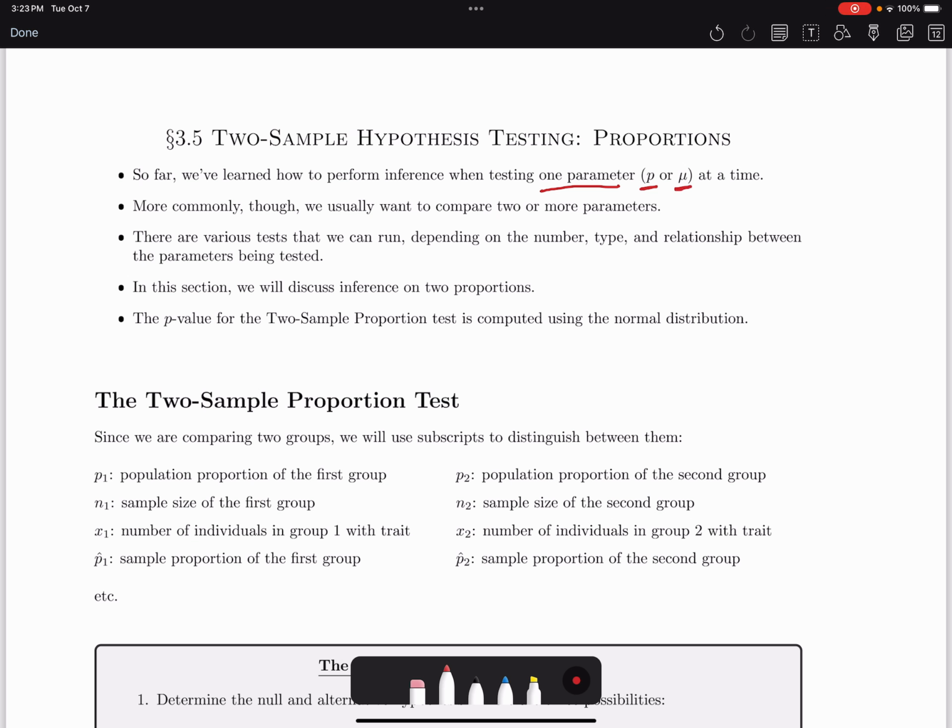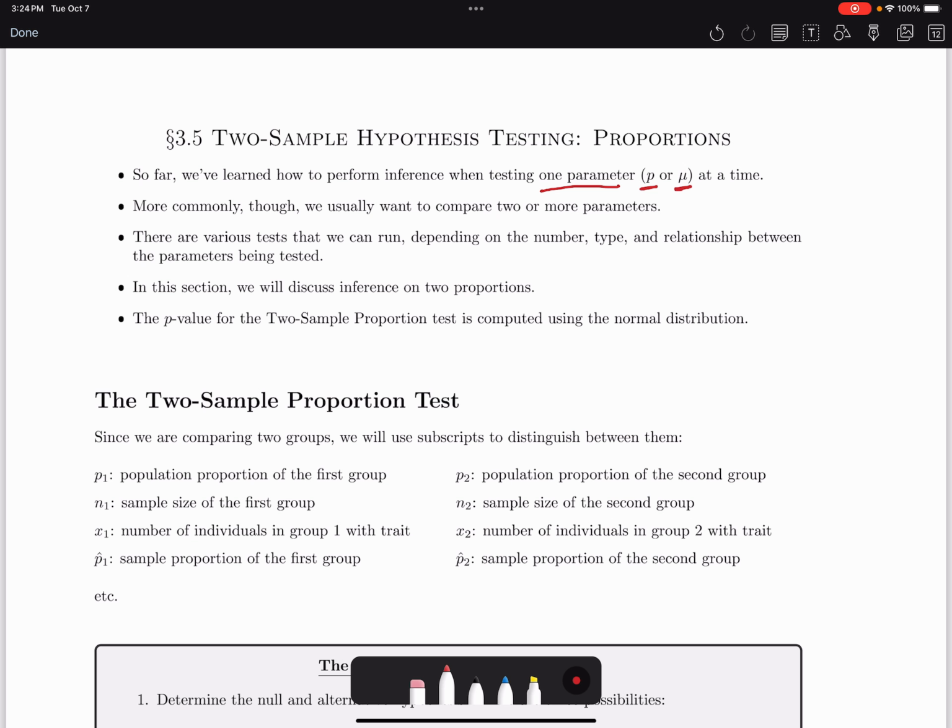But a much more common scenario is that instead of trying to compare a sample proportion to some kind of claimed population proportion, it's actually usually much more common that what we're going to be doing is comparing two sample proportions to each other, or two means to each other.